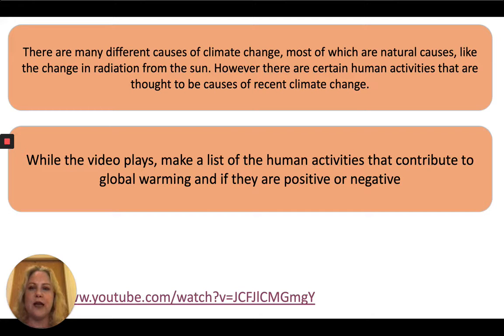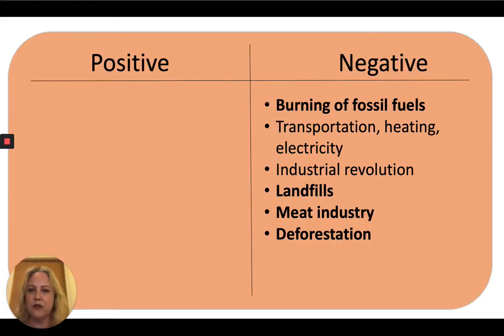Okay, you should have already compiled a list of positive and negatives. It might look something like this. So from the video, you probably identified that there wasn't any positive impacts of humans on global warming, but quite a lot of negatives. So we're going to look at the ones in bold in more detail throughout this lesson.